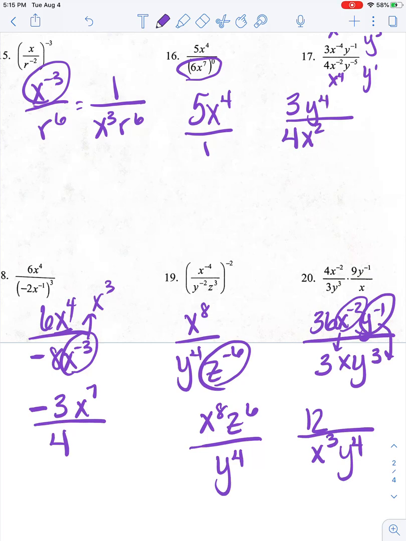So just a very quick review of your power rules. And I know that was a lot, and it's a lot of rules, and I know it was fast, and it's probably been a while since you've had your hands on these rules. So again, make yourself a cheat sheet of all the rules.